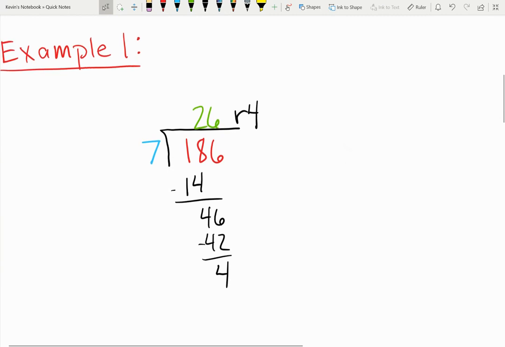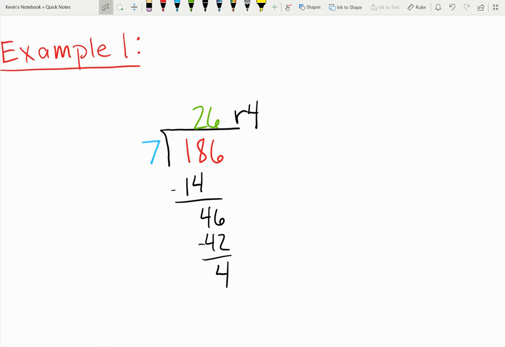Okay, here's example 1. So I have 186 as my dividend. I have a blue 7 as my divisor. Oh, I've already given you 2 answers. I'm going to pause. Let's look at the division problem. So I have a 7, I have 186, I have a 26, and I have a remainder 4.